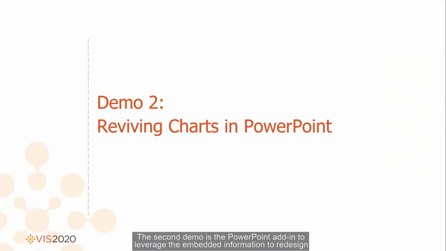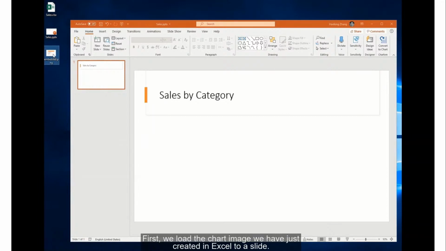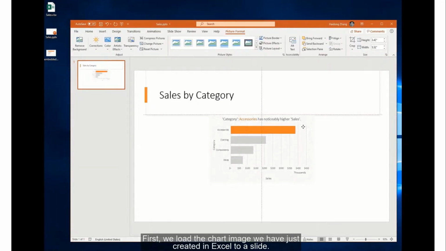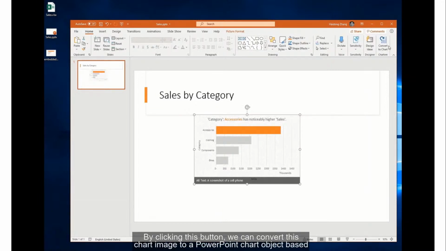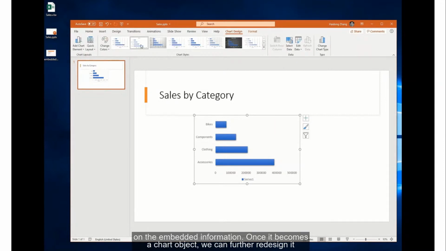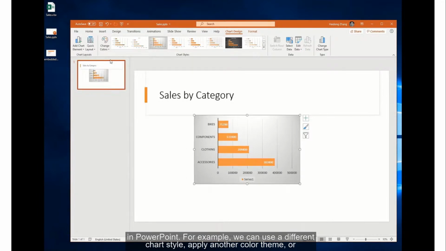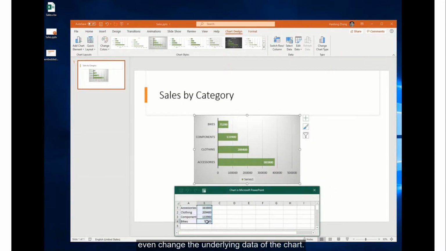The second demo is the PowerPoint add-in to leverage the embedded information to redesign a chart. First, we load the chart image we have just created in Excel to a slide. By clicking this button, we can convert this chart image to a PowerPoint chart object based on the embedded information. Once it becomes a chart object, we can further redesign it in PowerPoint. For example, we can use a different chart style, apply another color theme, or even change the underlying data of the chart.